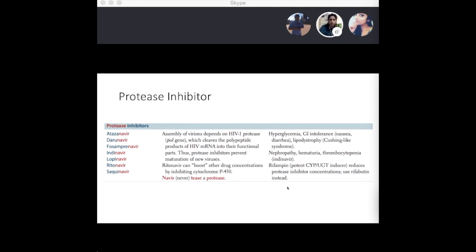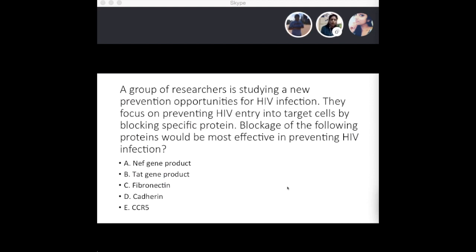So then I have questions for you guys. A group of researchers is studying new prevention opportunities for HIV infection. They focus on preventing HIV entry into target cells by blocking a specific protein. Blockage of which of the following proteins would be most effective in preventing HIV infection? A, the NEF gene product, B, TAT gene product, C, fibronectin, D, cadherin, E, CCR5. E. Right, exactly. E, since it's the only component that's even related to the HIV particle.